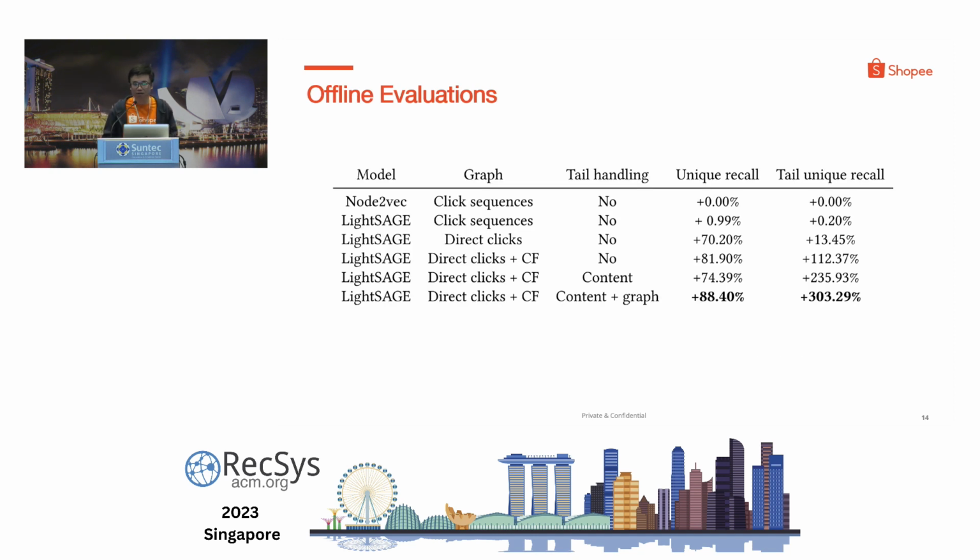So this is the offline evaluation result. The baseline is node2vec on the traditional graph view using click sequences without tail handling techniques. Here we have a detailed ablation study where we incrementally add the improvements in terms of model, graph, and tail handling. As a result, the final model, which contains all of the improvements, sees a recall rate increase of 88%, and the tail recall rate increased by 300%.